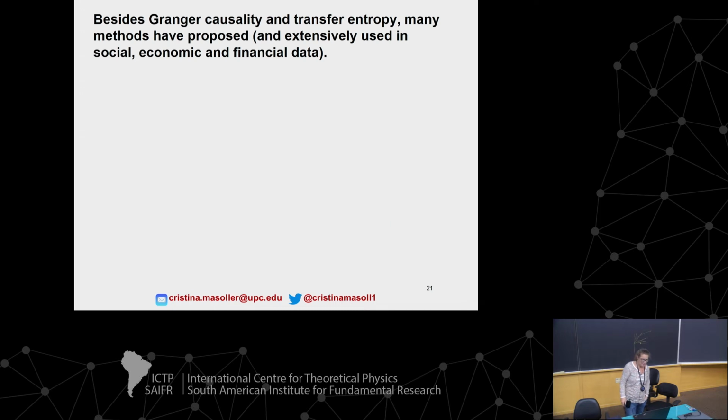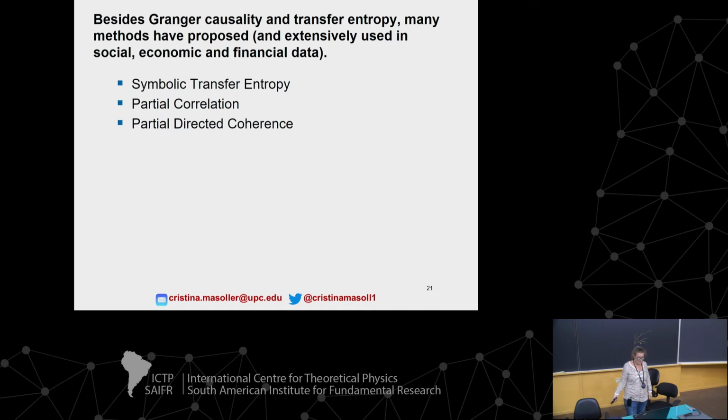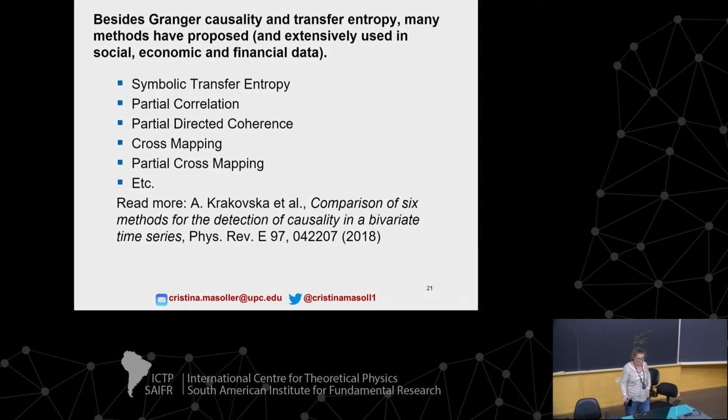Okay, so besides Granger causality and transfer entropy, there have been many, many methods. If you start looking at the literature, of course you have the symbolic approach, partial correlation, in which you look at how two variables are partially correlated, partial directed coherence, cross-mapping, partial cross-map. If you want to look at the reference, this is a few years old, but it's an interesting comparison of 6 methods. And you will see that the results might depend on the methodology, and you might find causality or not, depending on which method you use.